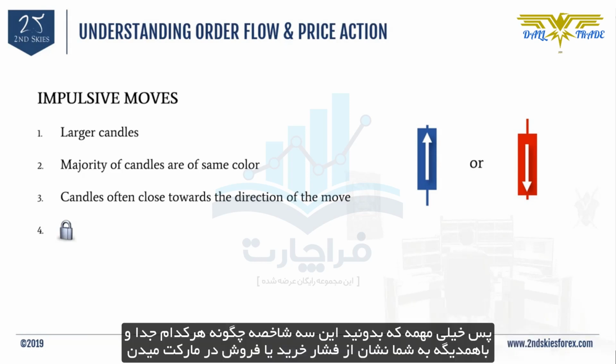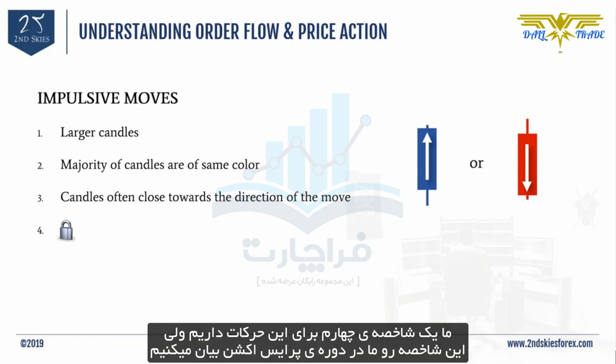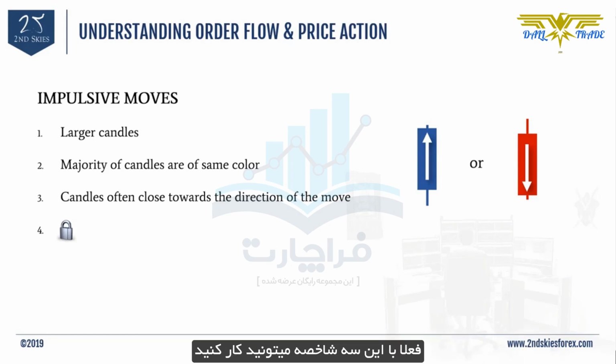So it's super important that you're able to see why these characteristics, both individually and collectively, indicate a strong presence of buying or selling pressure. There is a fourth characteristic of impulsive moves, but we talk about that in our price action course. So these are the three that you'll need and want to work with for now.